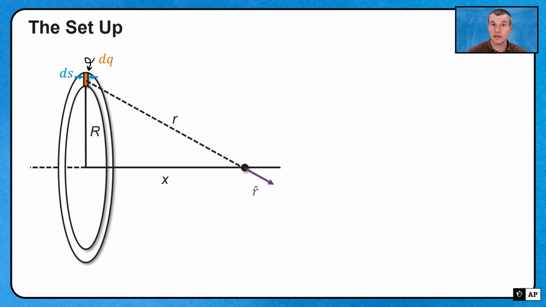Well, if we locate this to the other side, remember that because this was a negative ring, our dE is going to point opposite of r hat, which is exactly what we would expect.